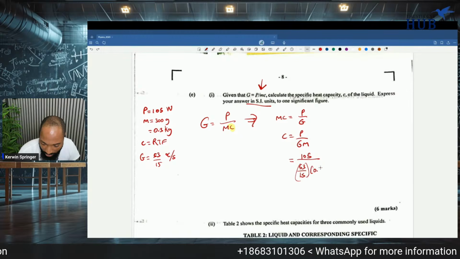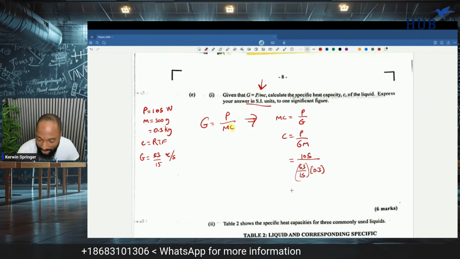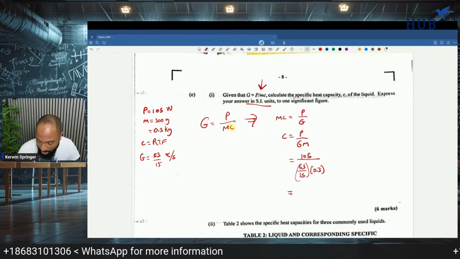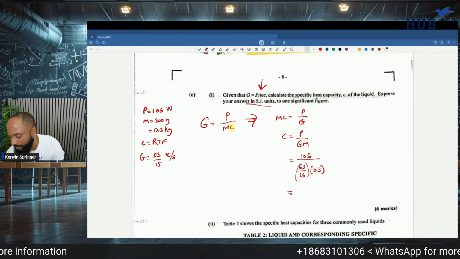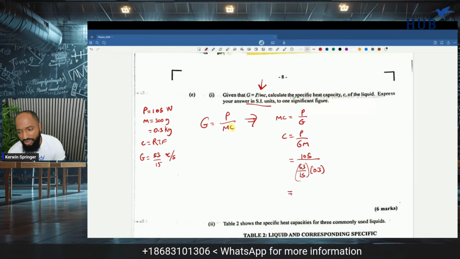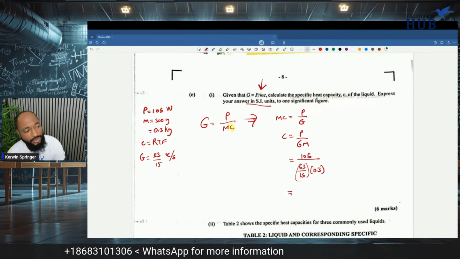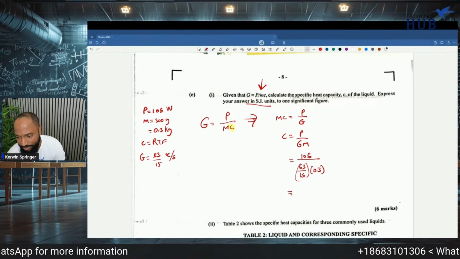And this is supposed to be the specific heat capacity of the liquid. And they didn't tell us what the liquid is. What is the specific heat capacity? Well, you know water is 4,200. And very few things would have a higher specific heat capacity than water. So you're looking for something reasonable.